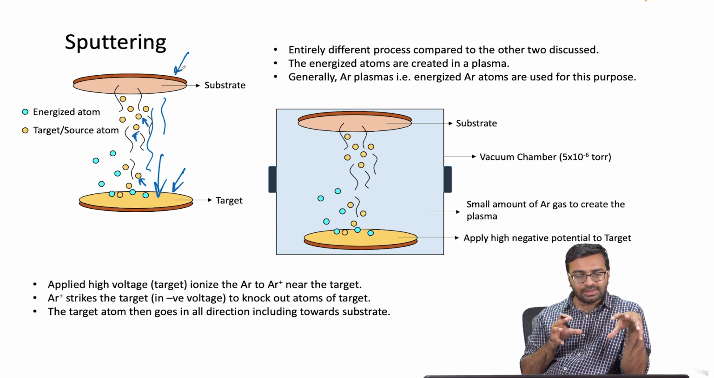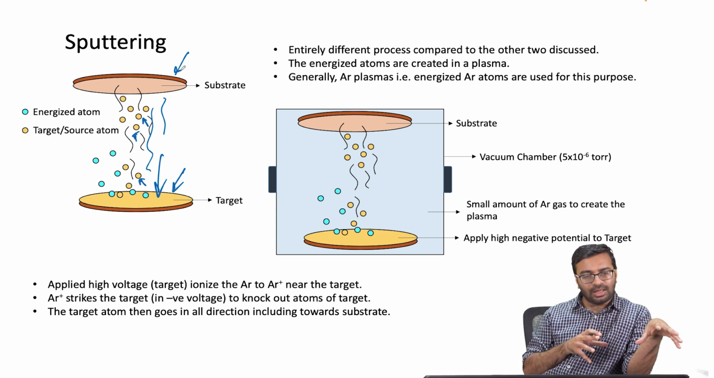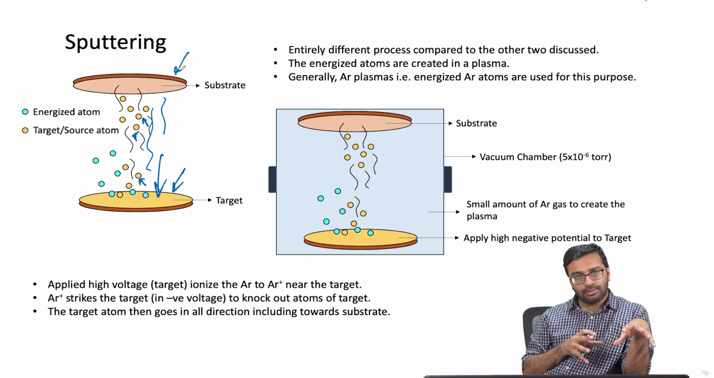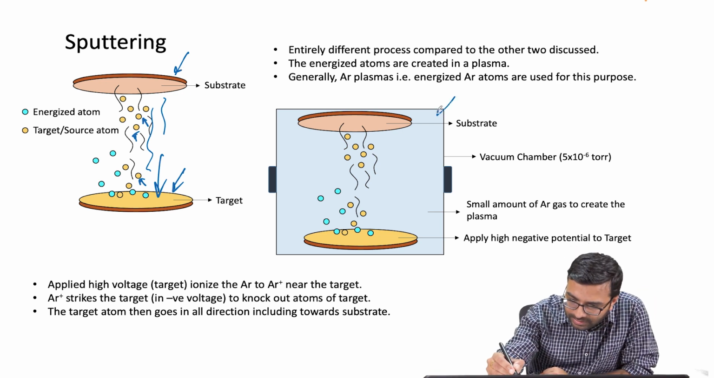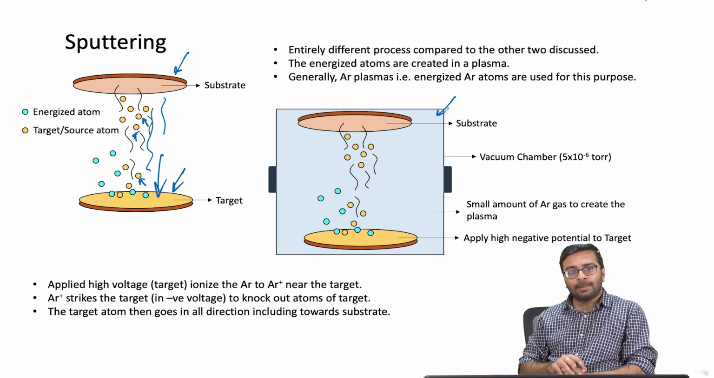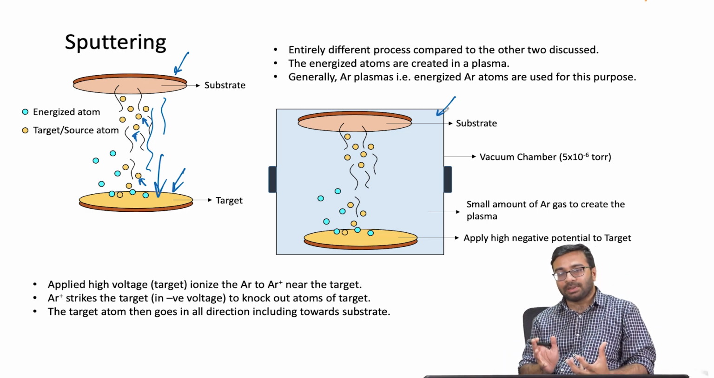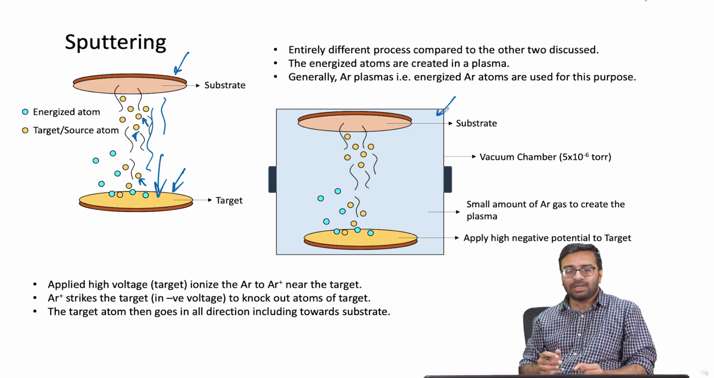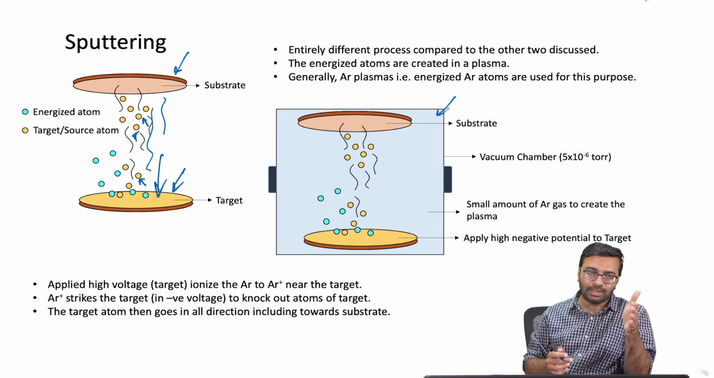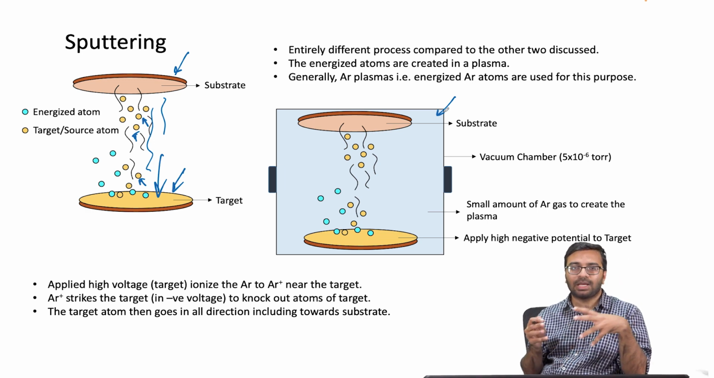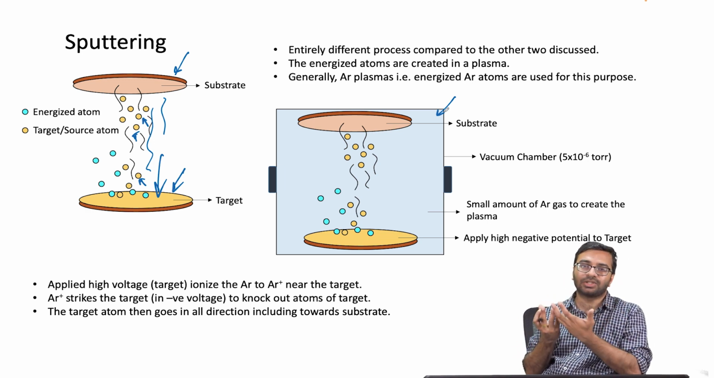So this is similar to what the e-beam and thermal process does, but in this case, rather than a source of heat, what we do is we put a low concentration of argon inside the vacuum chamber, and then we create a plasma. Plasma, what is a plasma? Plasma is a different state of matter. I am not going into details of that. You have solid, liquid, gas, and then you have plasma. So plasma is like a combination of different energized molecules.